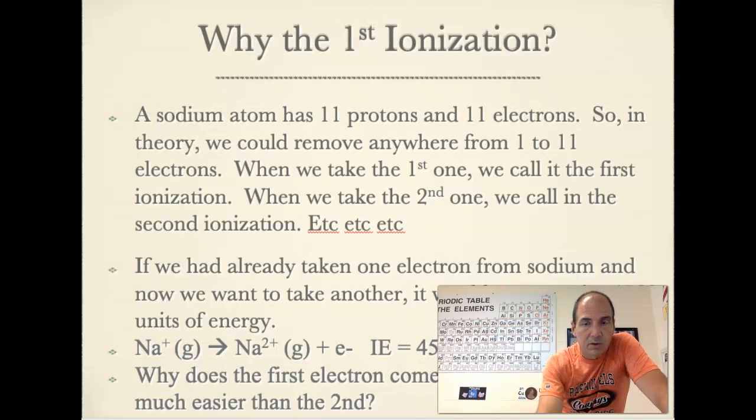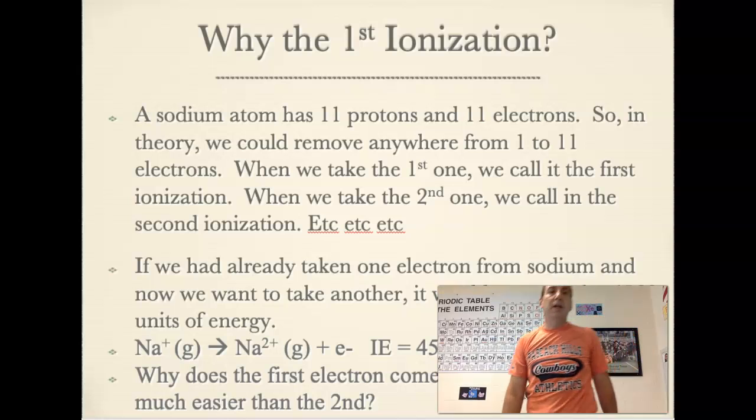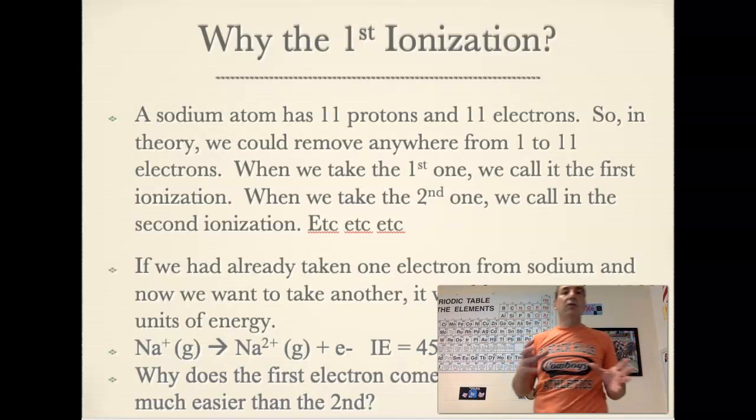So there's a certain amount of energy to take the first electron away, but once you take the first electron away, now there are fewer electrons, right? So there's less repulsion, so the atom's going to get a little bit smaller, and that's going to mean that it's going to be harder to pull the next electron.